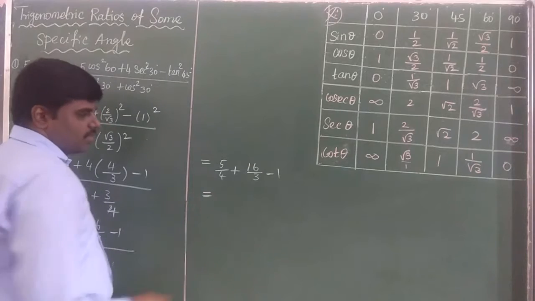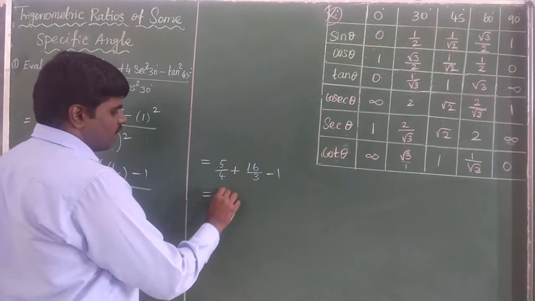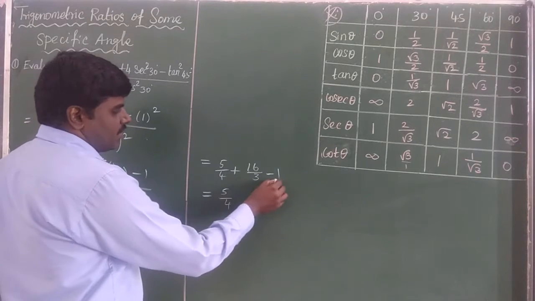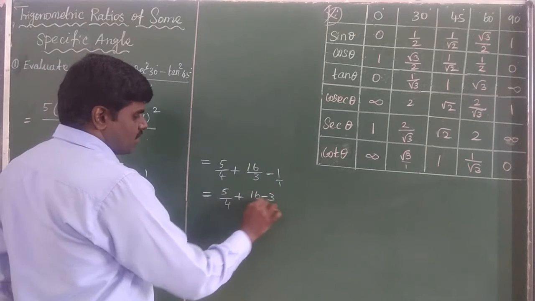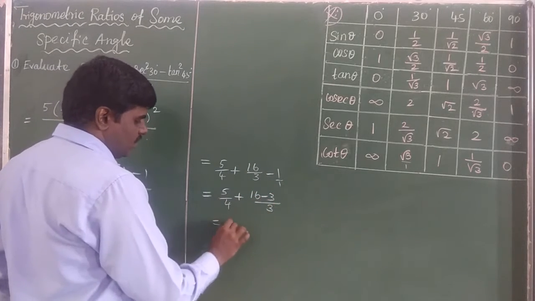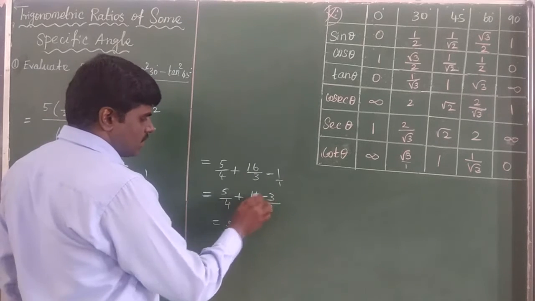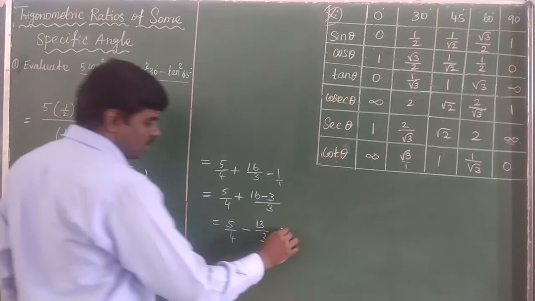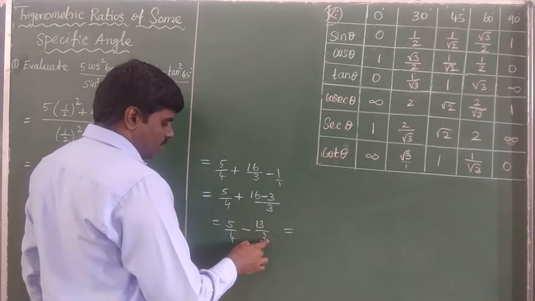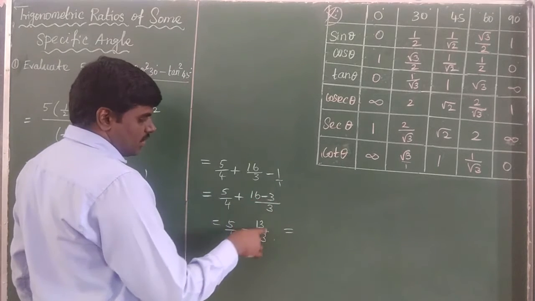Again simplifying, 5 by 4, and here I will take 1 by 1 and cross multiply: 16 minus 3 by 3. This simplifies to 5 by 4 plus 13 by 3. Is that clear? Again I am using the cross multiplication.